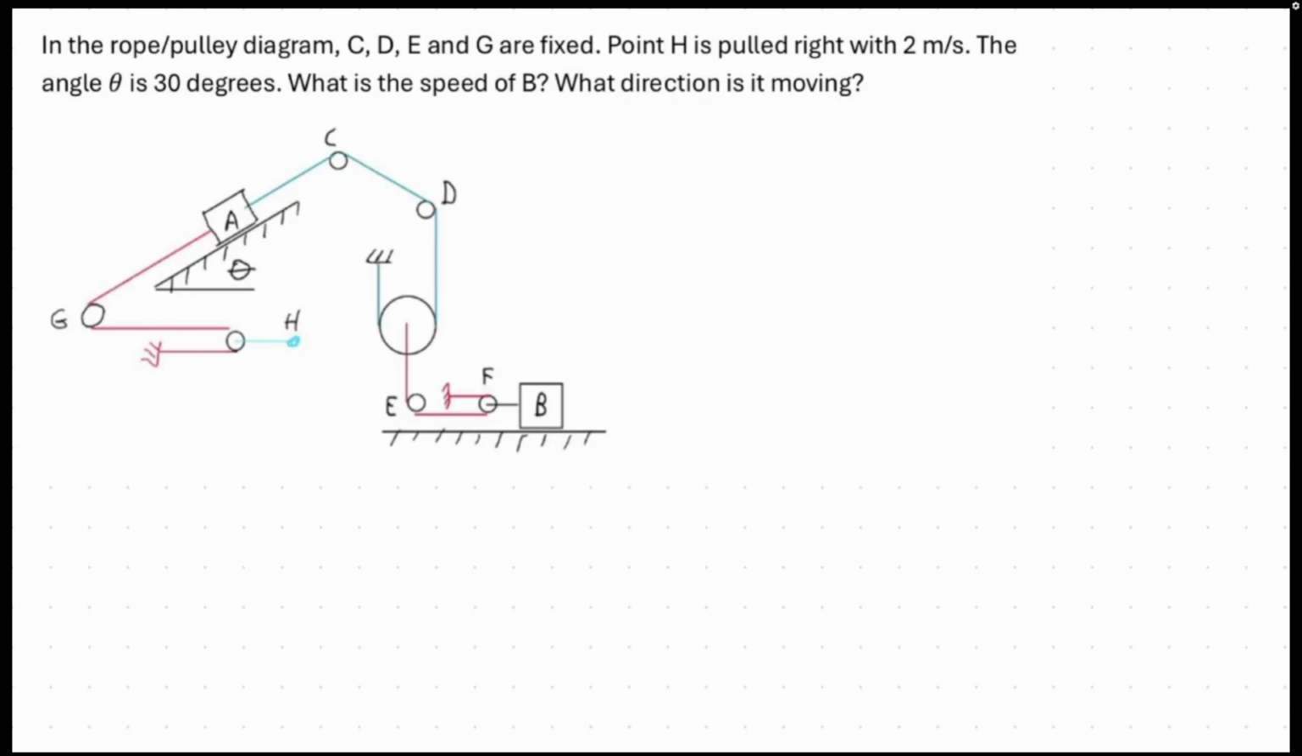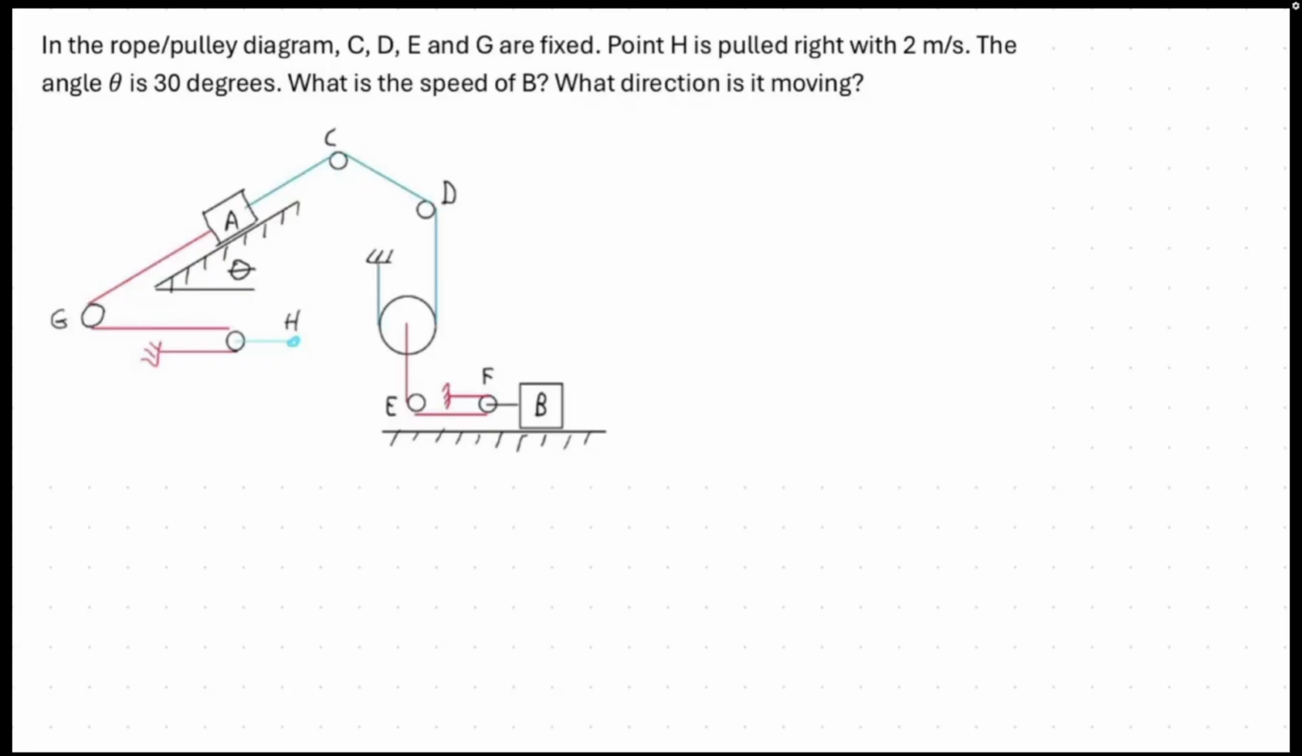So in the rope pulley diagram, C, D, E, and G are fixed. Point H is pulled to the right 2 meters per second. The angle theta is 30 degrees. What's the speed of B, and what direction is it moving? So it looks confusing, but let's just take it step by step.